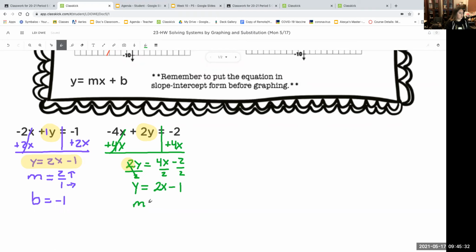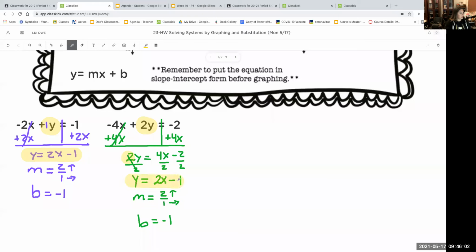Can you tell me, by just looking at your two equations, how many solutions I have? Can anyone let me know as I am filling out the rest of this information? So my slope is 2 over 1, so up 2 over 1, and then my y-intercept is -1. So what can you tell me about how many solutions I'm going to have? Look at your two equations. What can you tell me about them? They're both the same equation. This is 2x minus 1. This is 2x minus 1.